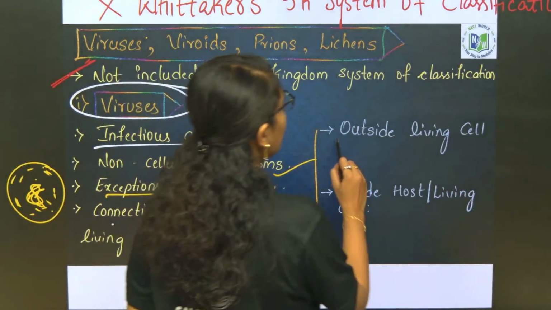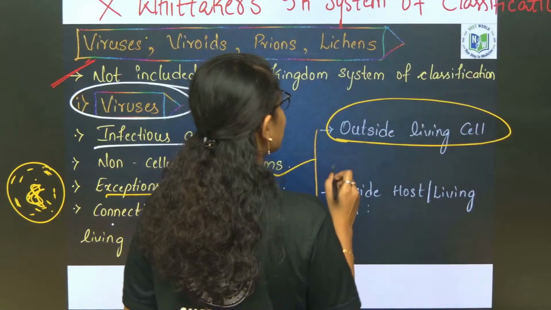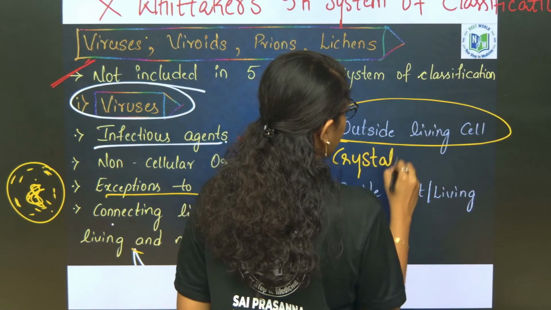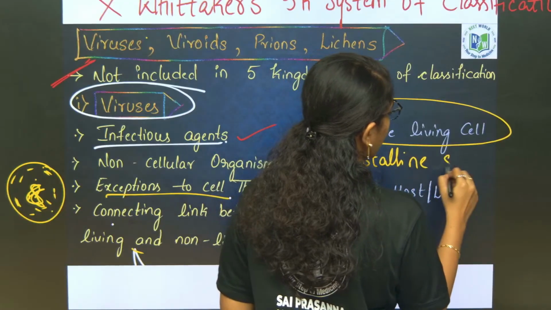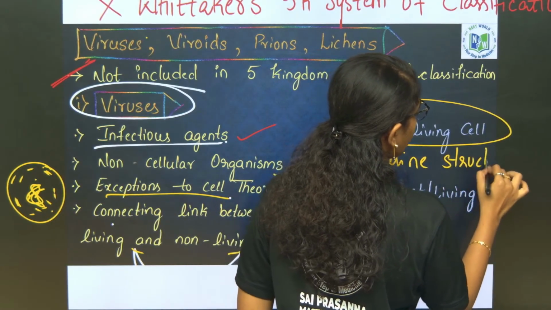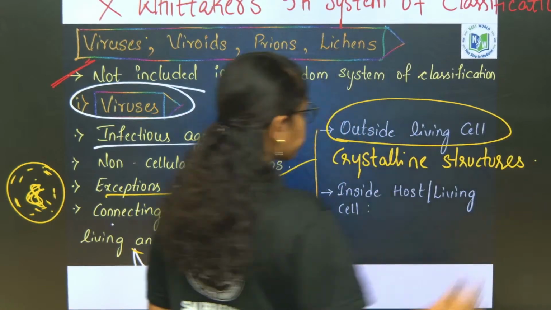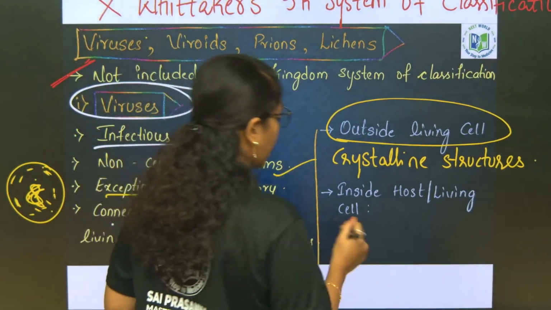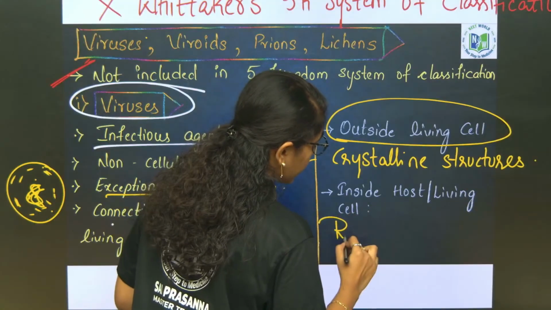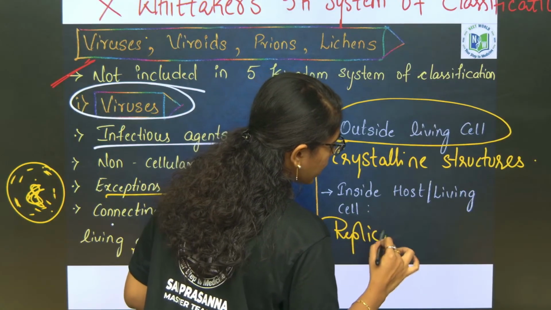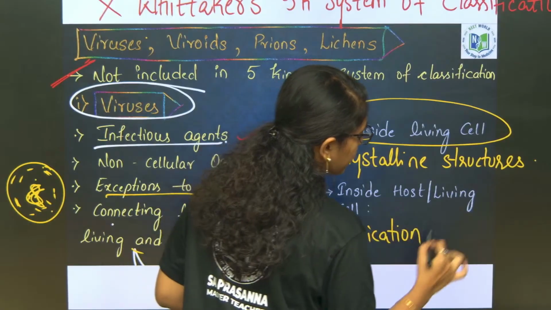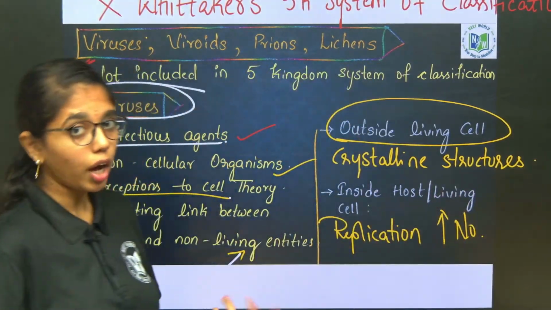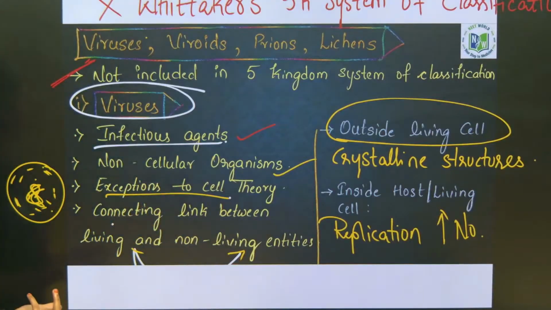Outside a living cell, viruses are considered just as crystalline structures. Inside the host or living cell, they conduct the replication process and increase in number. Clear with these aspects, beta?